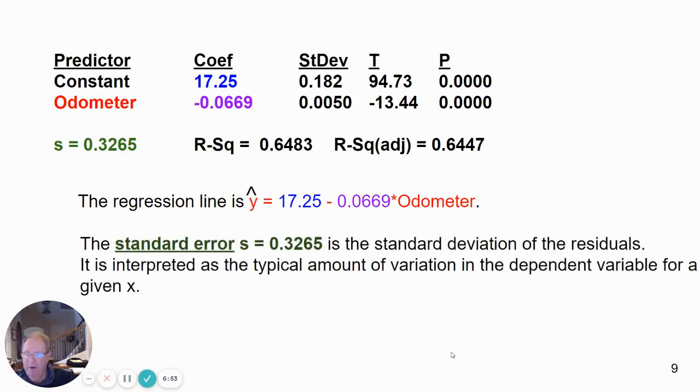Now let's talk a little bit about S. This is the standard error S. It's different from residuals. This is the standard error S. And that value is 0.3265. It is considered as the standard deviation of all of the residuals. It is interpreted as the typical amount of variation in the dependent variable for a given X. That's important.